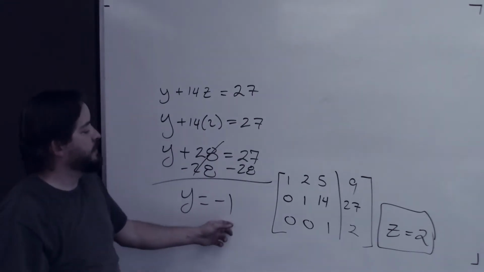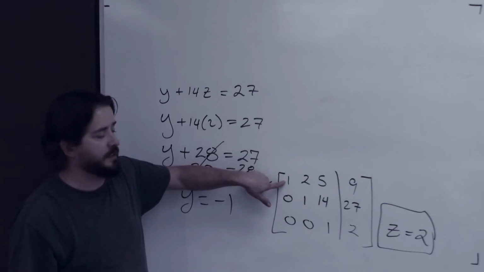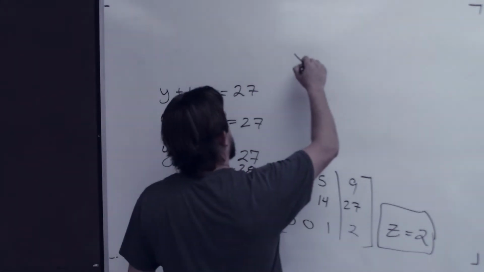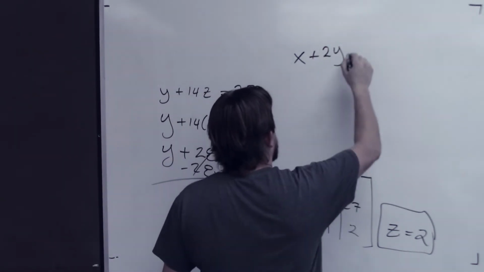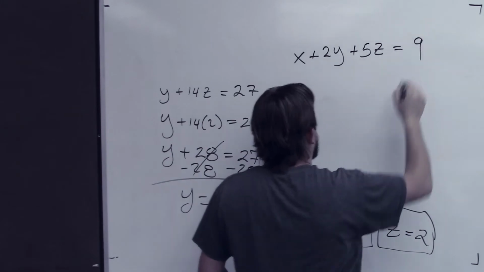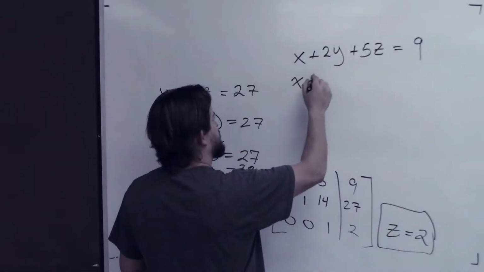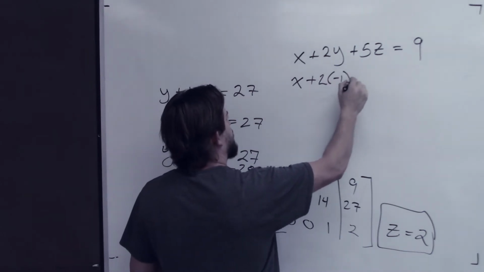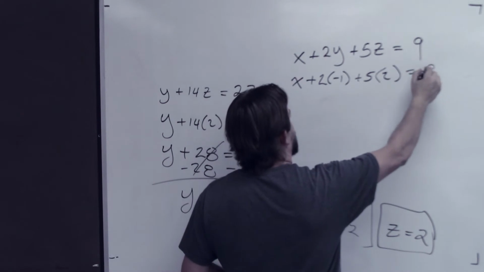So I know y is negative 1, z is 2. I also have one last equation that has an x in it. This tells me that x plus 2y plus 5z is equal to 9. But y is negative 1, so this is then x plus 2 times negative 1 plus 5 times z, which is 2, should equal 9.